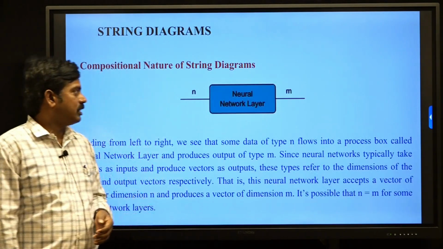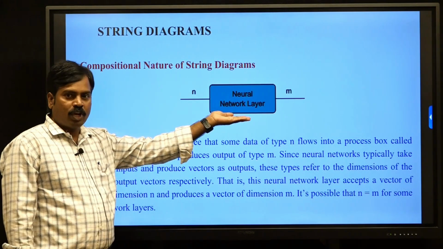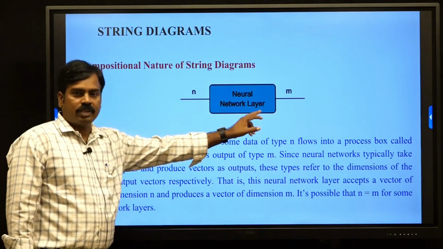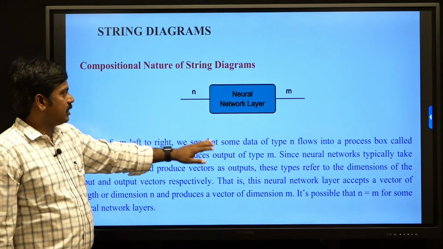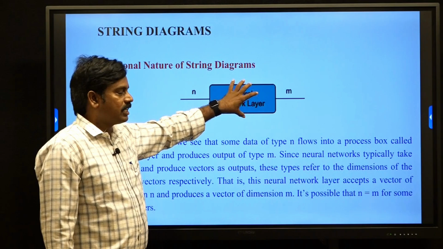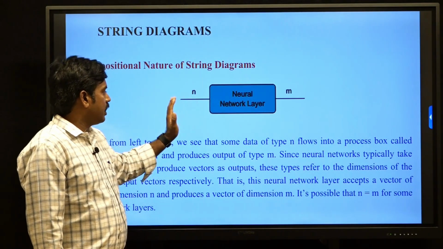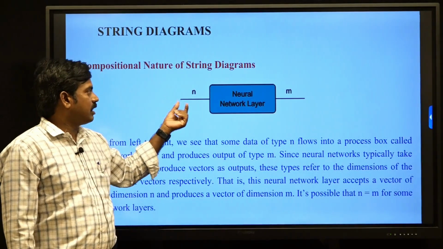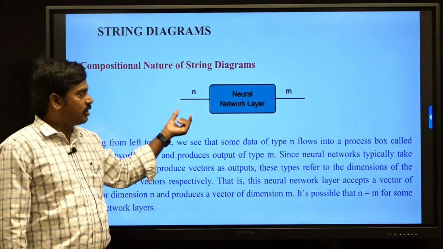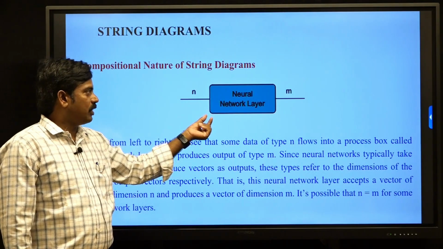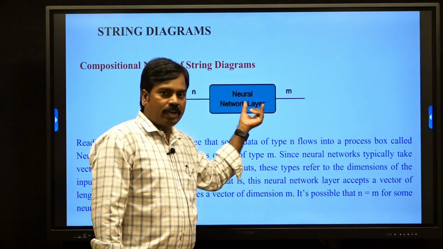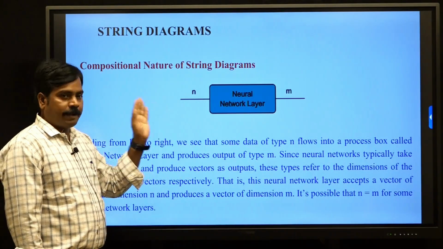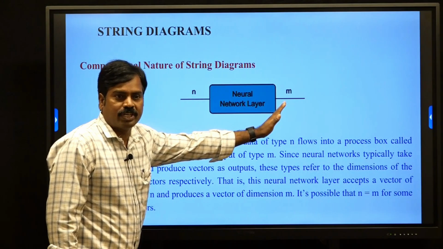Now see one example of a string diagram. This is a simple string diagram of a neural network layer. This box indicates a neural network layer. It receives some input and produces some output. Here n is the n dimensional input given to the neural network, and the neural network produces m dimensional output. Here the input and output types are not mentioned.